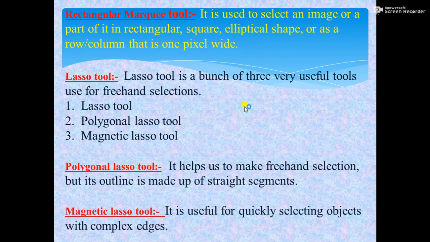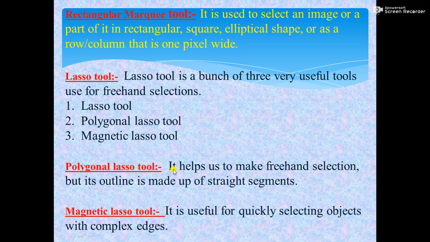Right students, if you want to select any part of the image as a freehand selection, then you have to use the lasso tool. It is a bunch of three very useful tools. First one is the lasso tool, second is the polygon lasso tool, and third is the magnetic lasso tool.